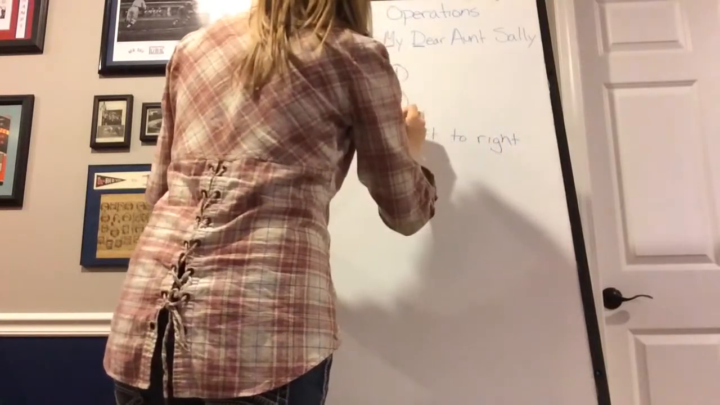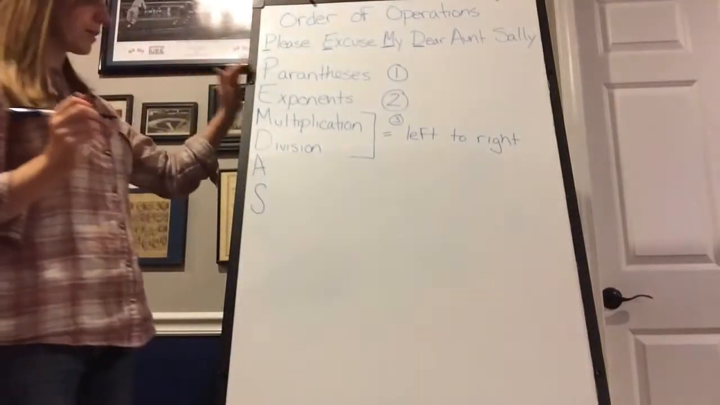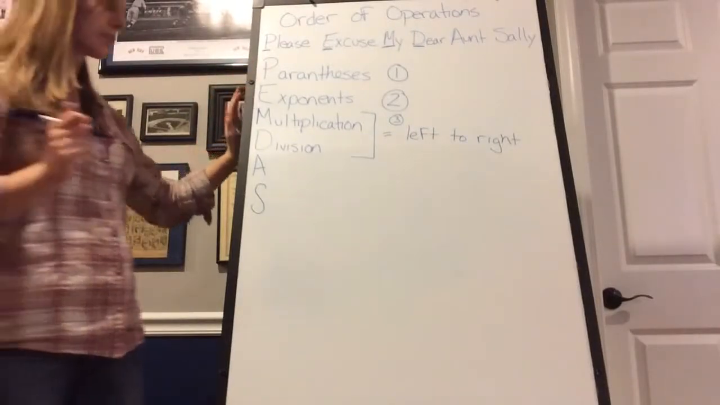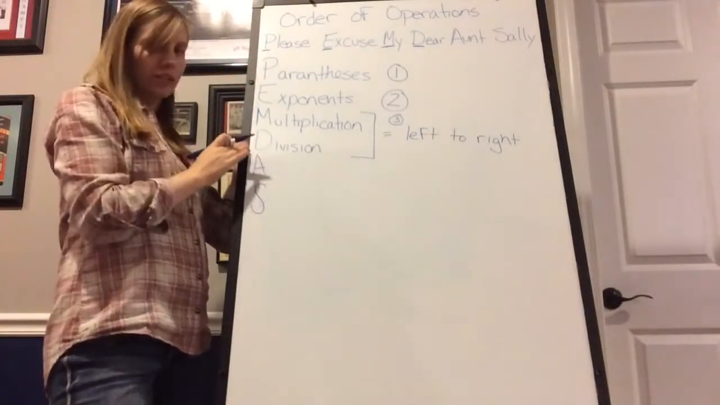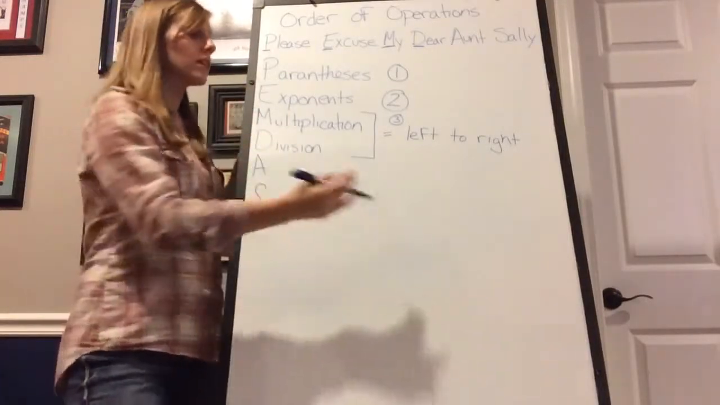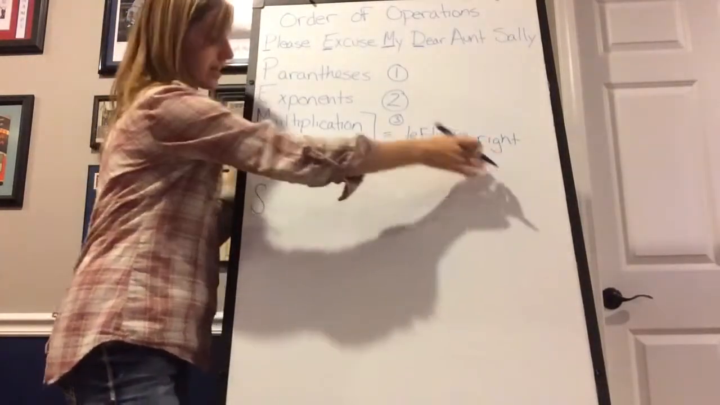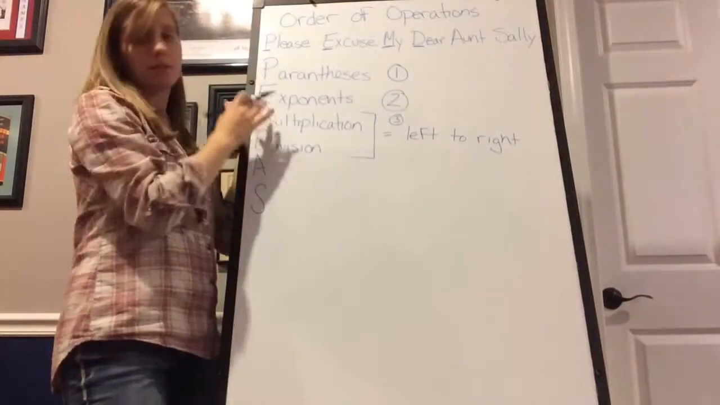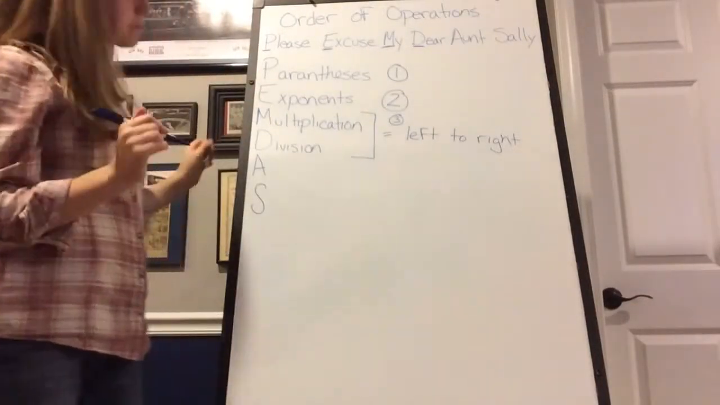This is our third step. Get rid of all the parentheses, then get rid of all the exponents, then do multiplication and division. Again, they can be flip-flopped. You do whichever one comes first in the problem from left to right. They are of equal importance, so M and D can be switched.